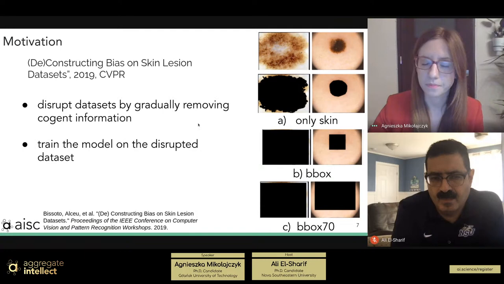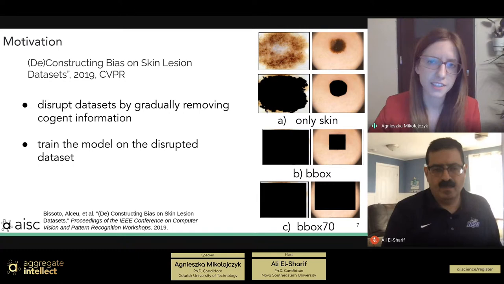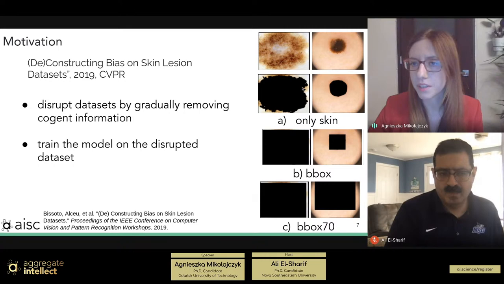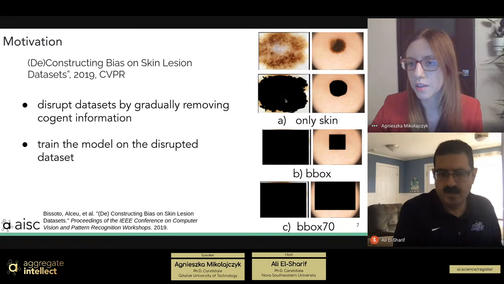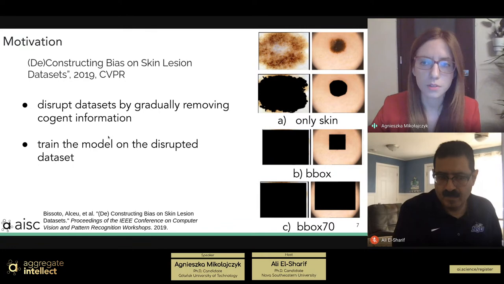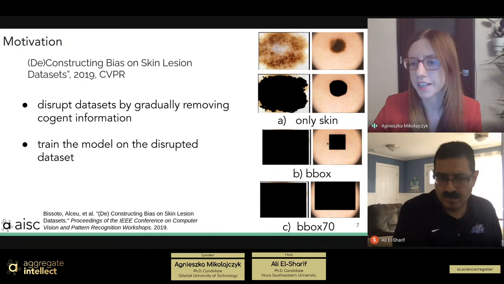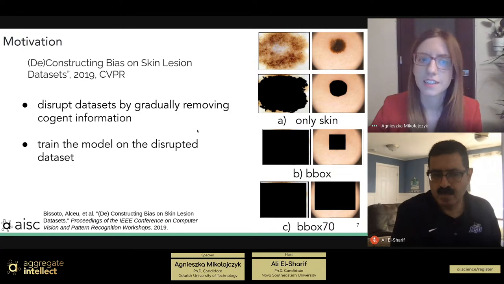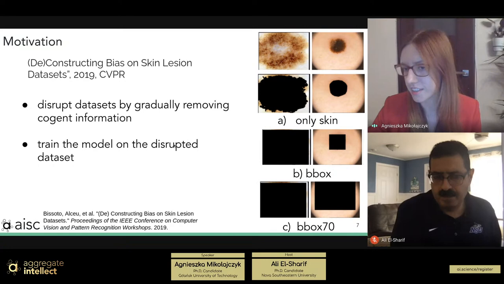But there are some methods in skin lesion classification that doctors use, which use the border of the lesion and asymmetry as a category of classification. So they covered lesions with bounding boxes. Not only the skin, but also a big part of the image was hidden behind the bounding box. So they trained the model again with even less meaningful information and checked the results. Later, they repeated experiments with a bounding box that covered 70% of an image.